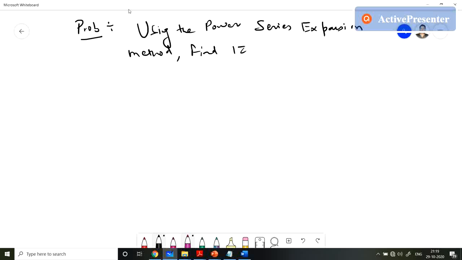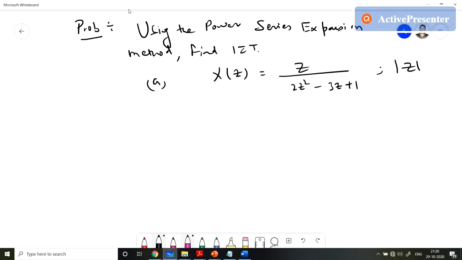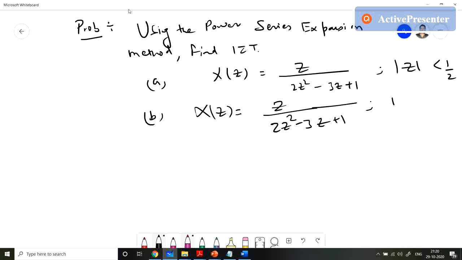Find the inverse Z transform of X(z) equals z divided by 2z square minus 3z plus 1, and the ROC is modulus of z is less than 1 by 2, and the second part is X(z) equals z divided by 2z square minus 3z plus 1, and the ROC is modulus of z greater than 1. So let us solve this problem.